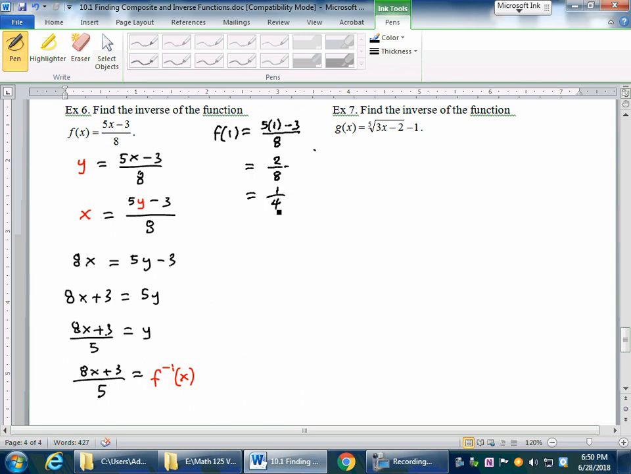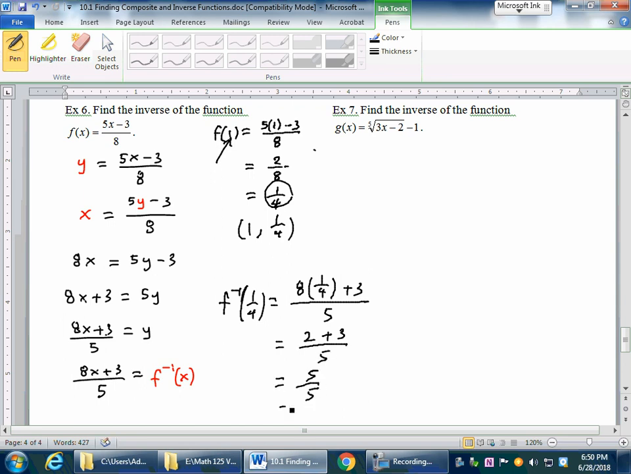So according to the inverse function, if I replace this 1/4 into the formula of the inverse function, I should be able to get my outcome as 1. Right? Because right here the ordered pair is 1/4. So if I plug 1/4 into my inverse function, my output must be 1. So let's test that. f inverse of 1/4 is basically 8 times 1/4 plus 3 divided by 5. So 1/4 times 8 is 2, plus 3 divided by 5, which is 5 over 5, equal to 1.